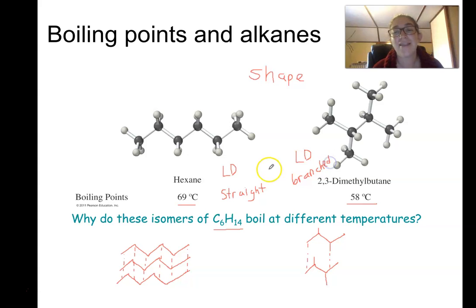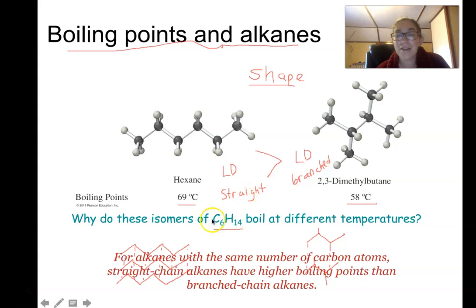All right, so the London forces in a straight chain alkane are greater than the London forces in a branched chain alkane. So shape, size, and shape. The previous slide we could say size matters. This slide we would say shape matters for the boiling points of alkanes specifically. When we're talking about London dispersion forces, they're weak, but they are additive, so they do get stronger with size, and they're also stronger with shape. The straighter the shape, the higher the London dispersion forces are. So that's sort of the rule here.